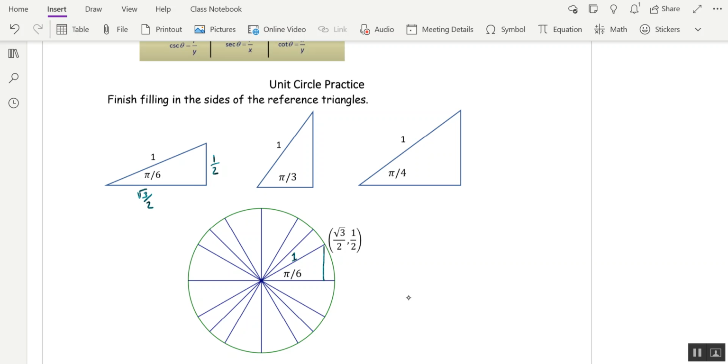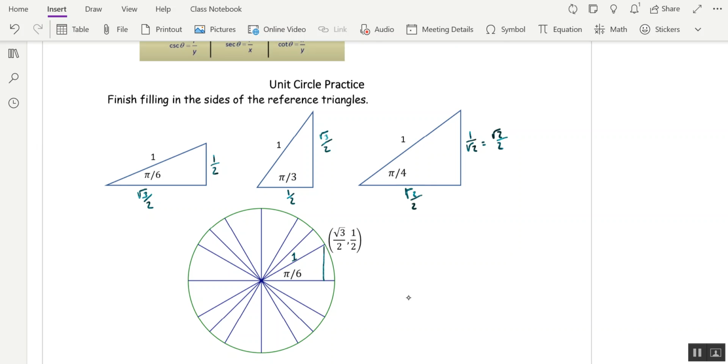For pi over 3, those just flip. The opposite side is longer, root 3 over 2, and the adjacent side is the shorter. And for pi over 4, opposite and adjacent are equal. They are both 1 over root 2, or if you rationalize, that's the same as root 2 over 2. So this one is also root 2 over 2.